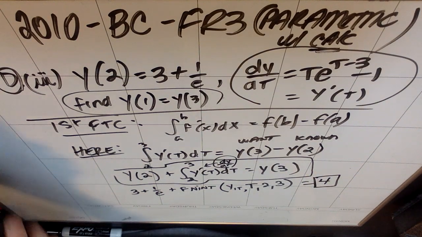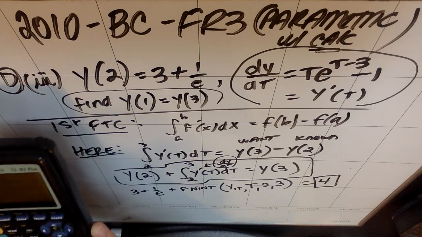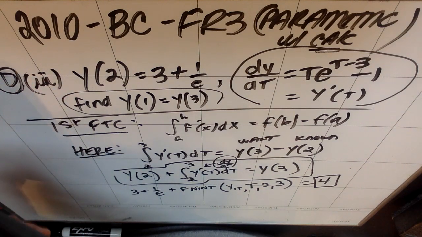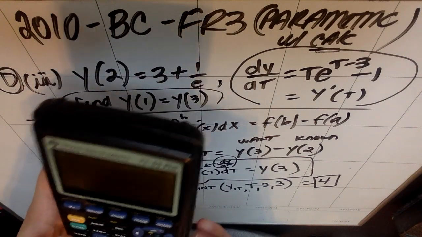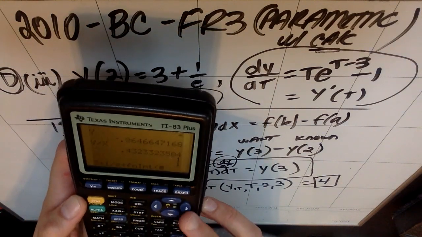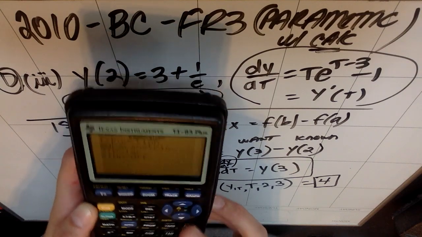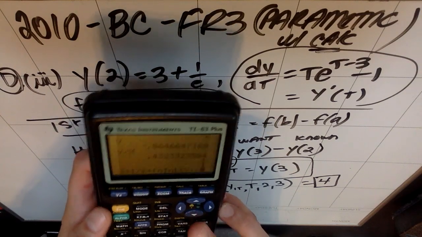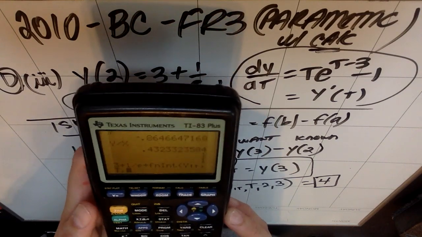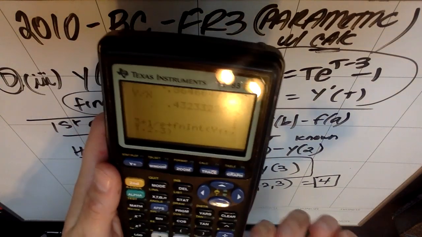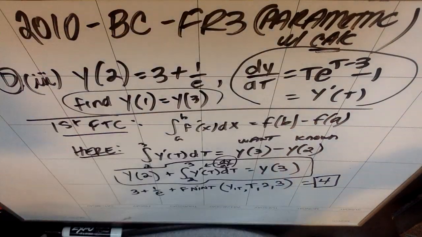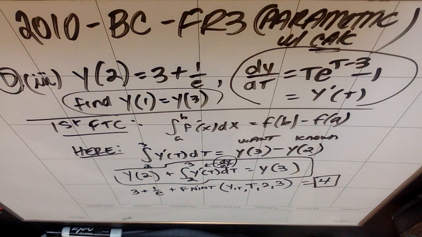So again, what I'm going to do is go ahead and hit 3 plus 1 over e, so there's my 3 plus 1 over e, plus math 9. So you go to math 9. I want to integrate my parametric y1t, comma, with respect to t from 2 to 3. And when I do that, I end up getting a 4, which doesn't feel as satisfying as it might feel if you got an ugly decimal, but it is what it is.